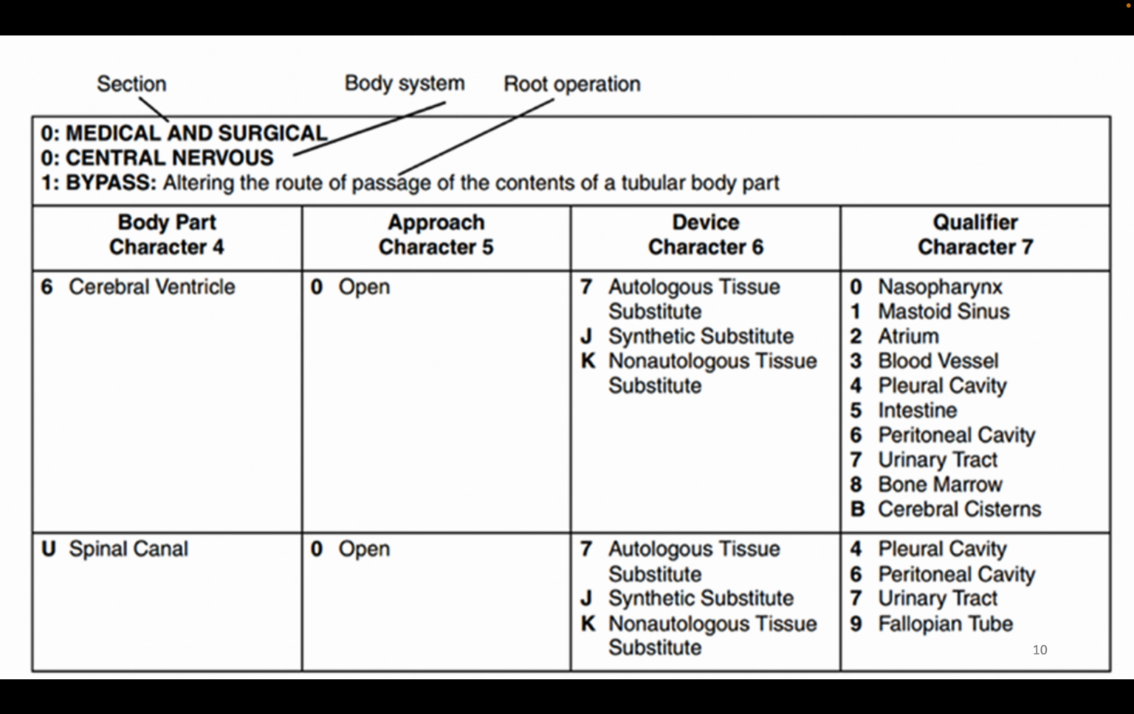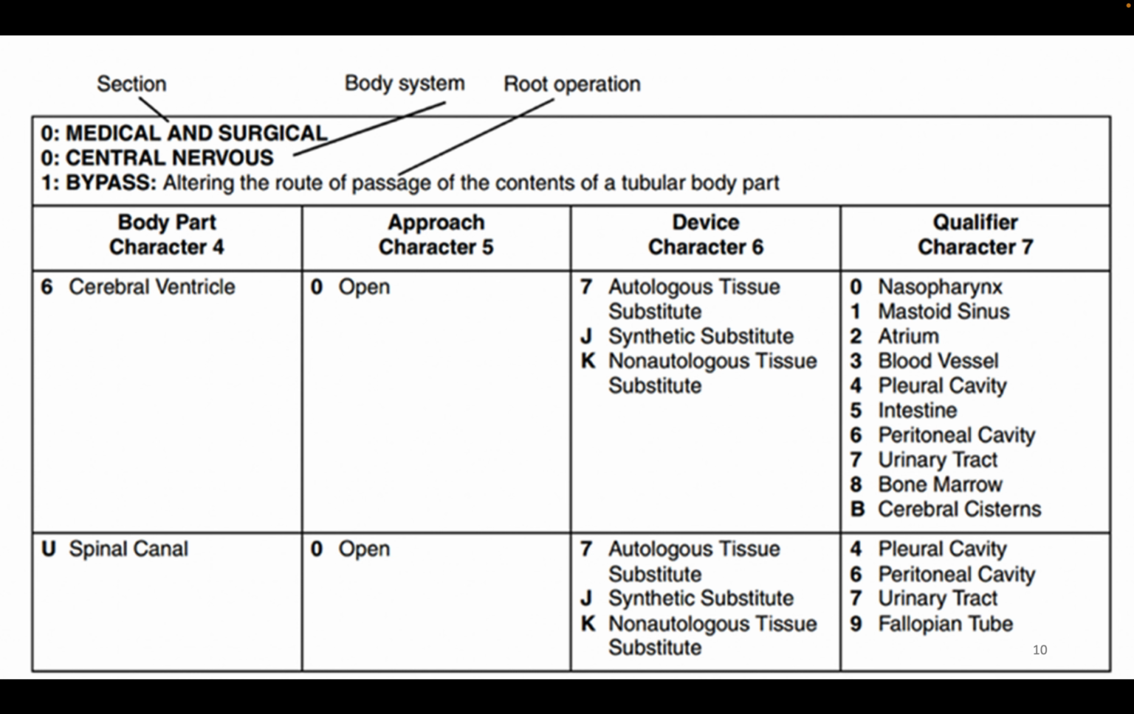Body part is character 4, so we can either do cerebral ventricle, which is a 6, or spinal canal, which is a U. You have to stay in your column as you go across to the right. You can't be down in spinal column and then shoot up to 0 nasopharynx in character 7. You have to go across, left to right, all the way across. So here, our code is 001. Let's say we're going to do spinal canal. We're going to have a U.